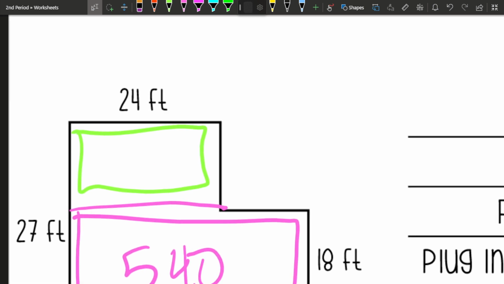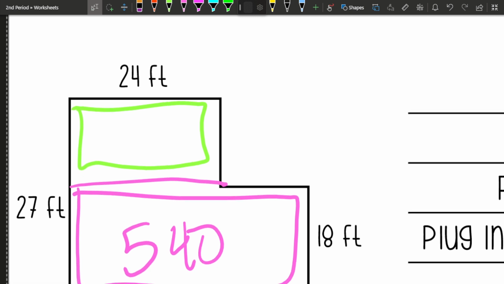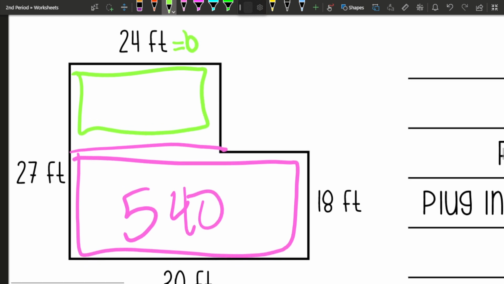Because I don't know everything about the green one. I only know the base. You're going to do 27 divided by 2, no? No, we're going to do something a little bit different. So let's pay attention. We know the base. This right here, this is the base. But we don't know the height. The height is not 27. The height is not 18. So let's pay attention to this.